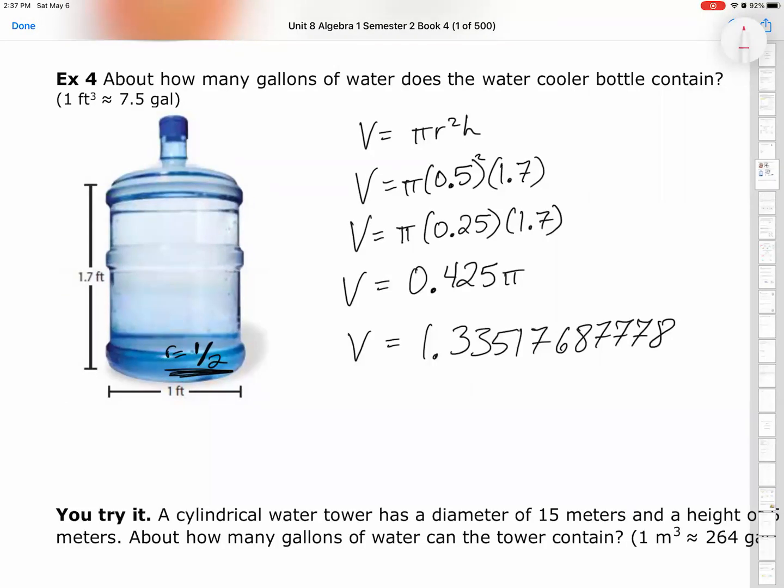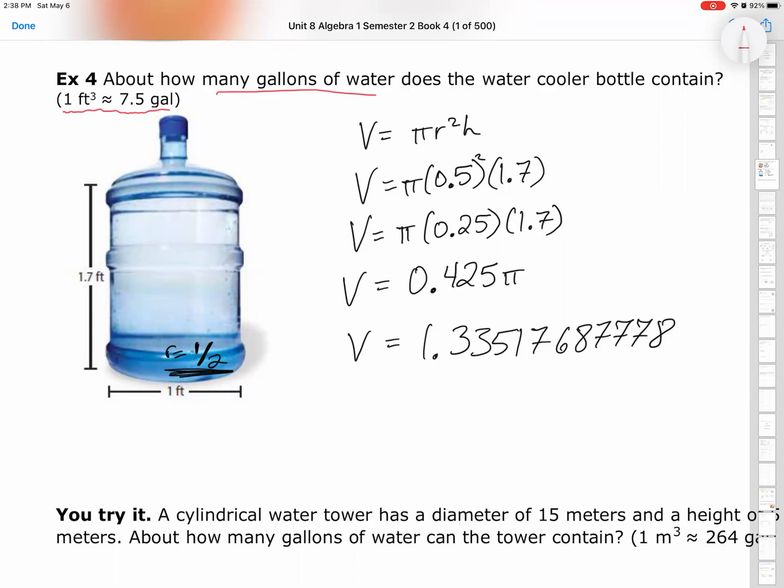All right, so our two different volumes come out to be 0.425 pi. And as a decimal, it looks like this really, really long thing, right? And so these would be our two different volumes. One, again, being exact. One is that decimal value. That's an approximation, but a very good approximation. Now, our goal is actually to figure out about how many gallons of water this thing contains. So it does give us this info that one cubic foot of water is about 7.5 gallons.